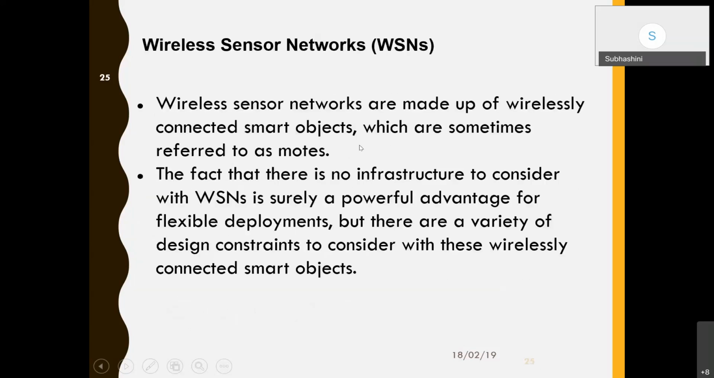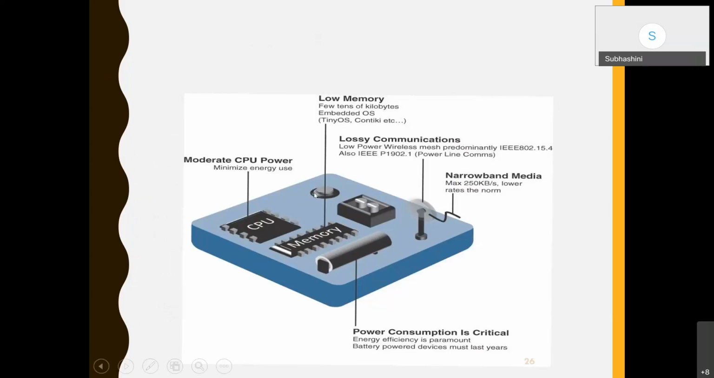Okay. The next type of network we have in IoT is the WSN, the wireless sensor network. So what does this do? WSN, as I told you, is again a type of network wherein different sensors are connected wirelessly into a network. Okay, and they are easily flexible by nature. You can see some of the features of these WSNs are low memory, lossy communications, narrow band media, power consumption is critical, and moderate CPU power. So these are some of the features available in WSNs.